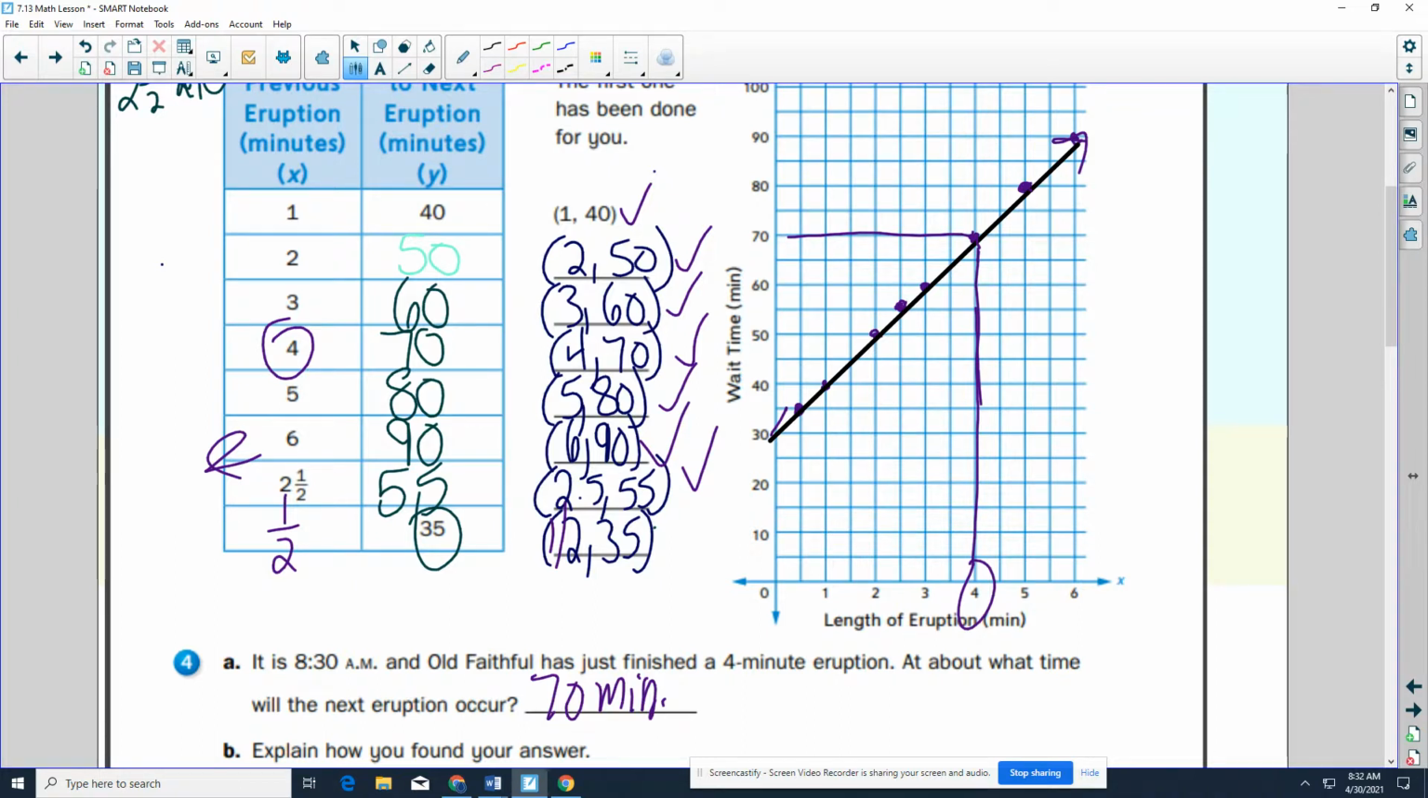Oh, and actually, so let's look at this again. So I apologize here. That just tells you 4 minutes, but it's asking you, has just finished a 4-minute eruption, about what time will the next one occur? Okay, so what we need to actually look at is after 4 minutes, about how long until the next one. And you can see here the next one would be at about 80. So about 10 minutes you would have to wait because there's a gap of 10 minutes between the two. So 10 minutes later.